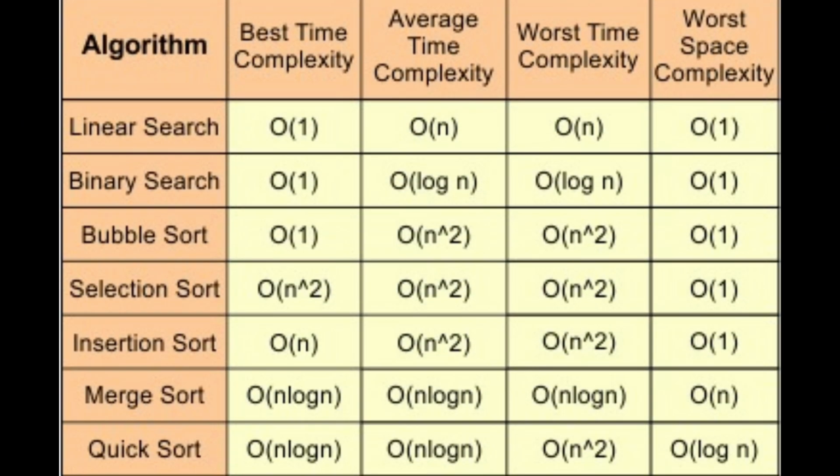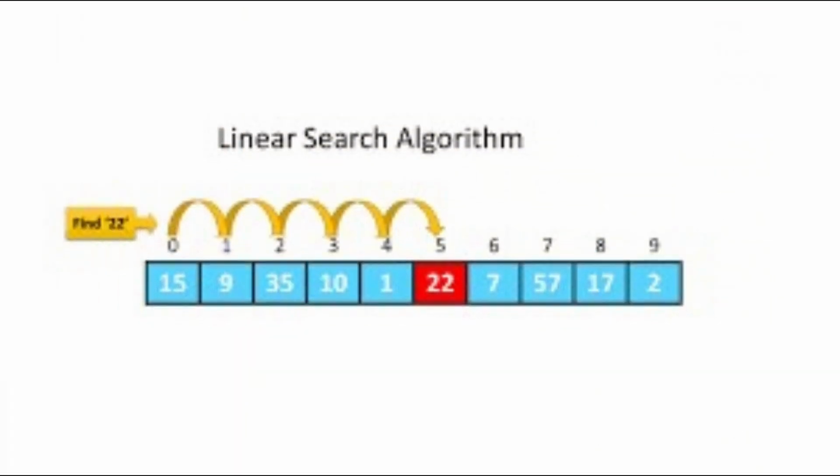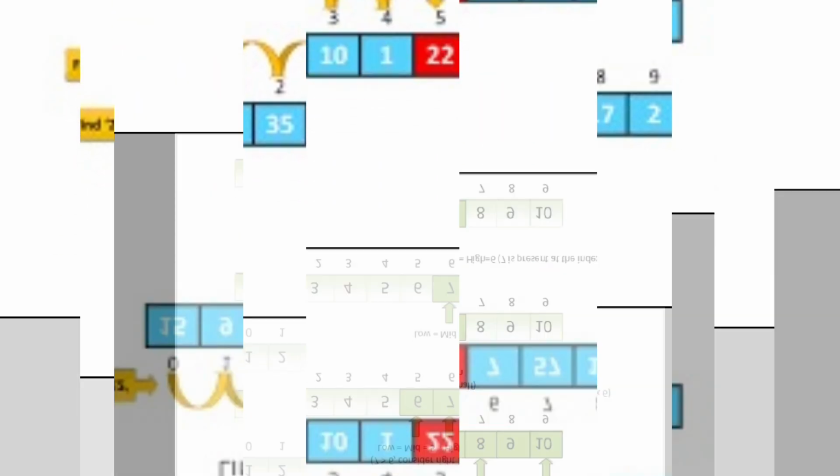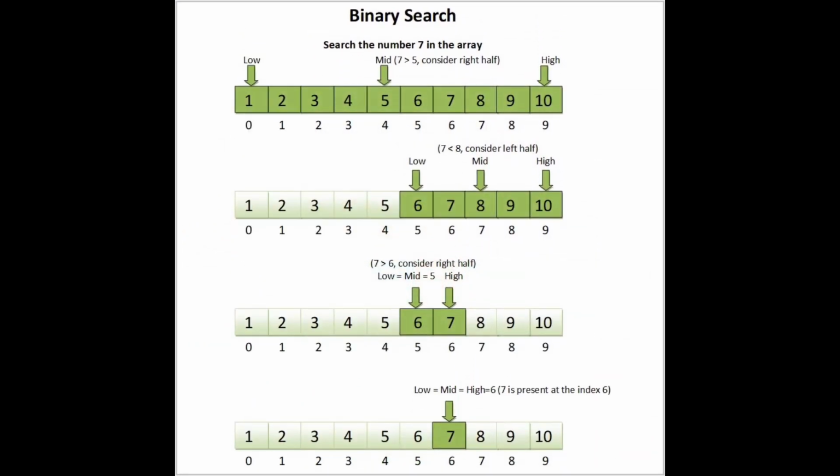Examples of different algorithmic complexity. First, linear search. A simple algorithm that checks each element in a list one at a time until the desired element is found or the list ends. It has a time complexity of O(n), where n is the number of elements in the list. Second, binary search. An efficient algorithm that finds the position of a target value within a sorted array. It reduces the problem size by half with each step, yielding a time complexity of big O log n.